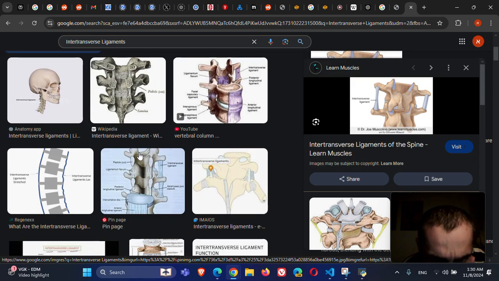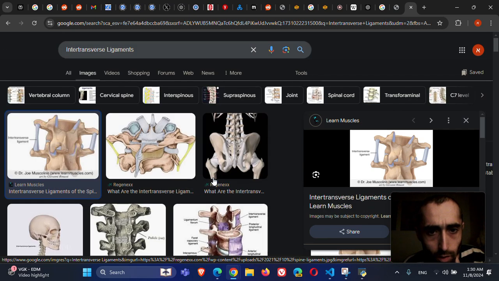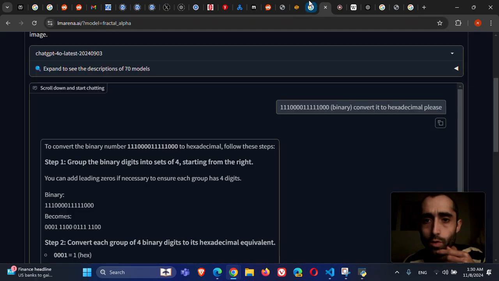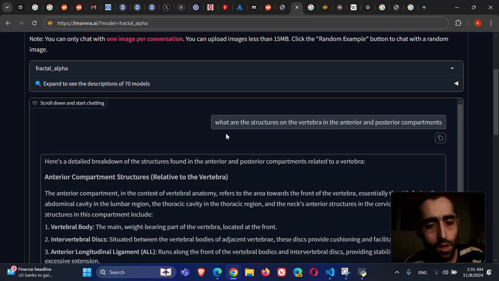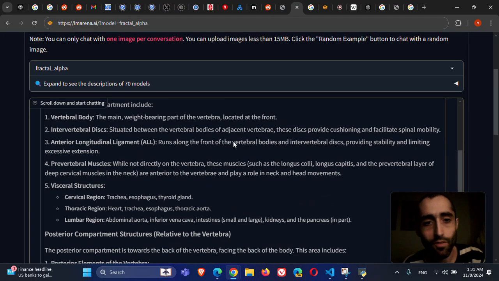Okay, you can call it the posterior part. Quite nice, quite detailed. So this model looks quite good, I must say. I'm not sure if I will like it if I continue to use it. Oh, there is a very hard question.